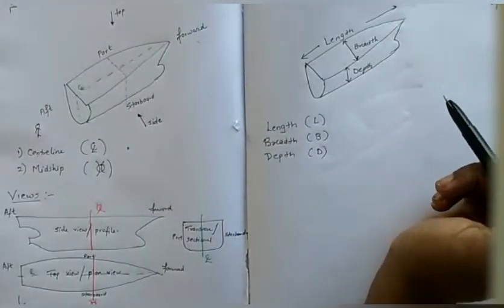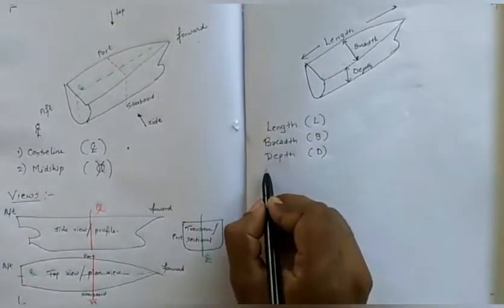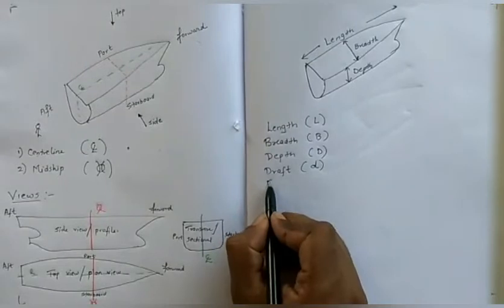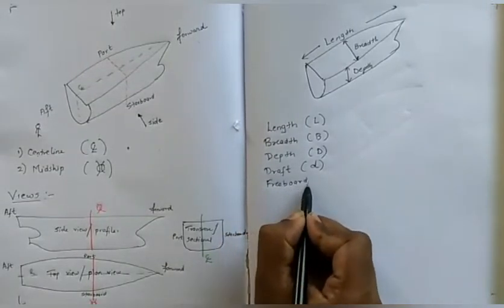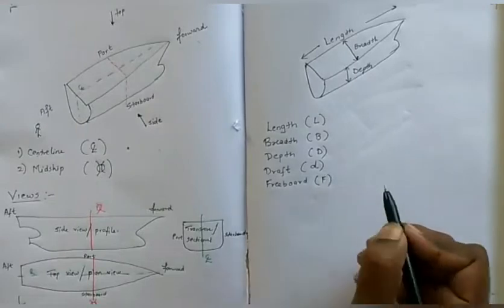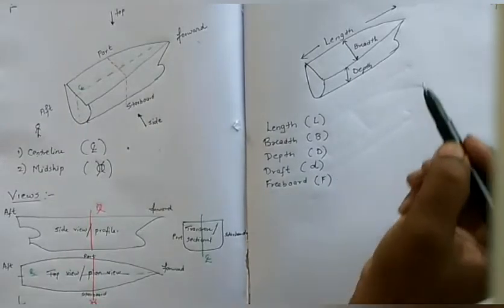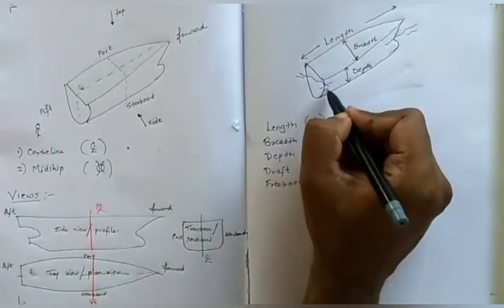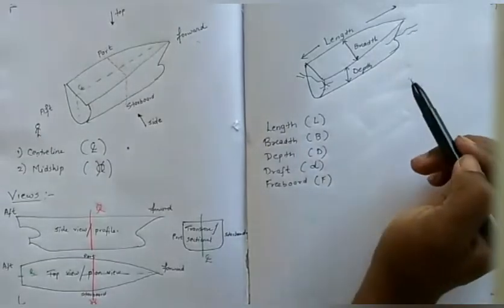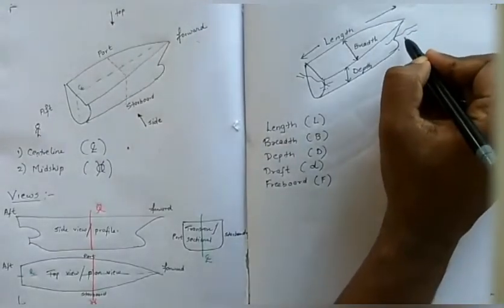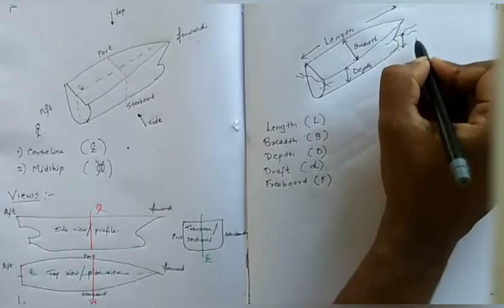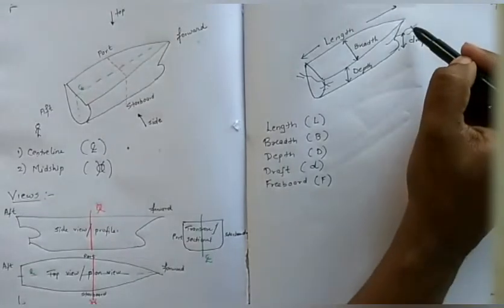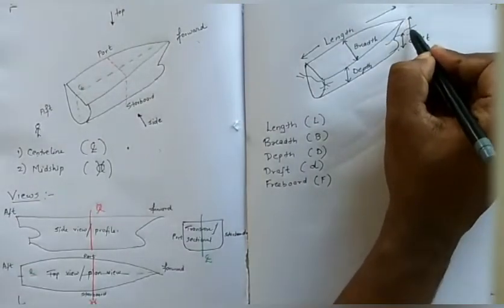Apart from this, we have two more terms. One is called the draft, small d, and the other is called the freeboard. Now, what are these? Draft and freeboard. My ship is floating in some water line. The distance from the bottom till that water line is called the draft of my ship, and the distance from the water line till the top is called the freeboard of my ship.